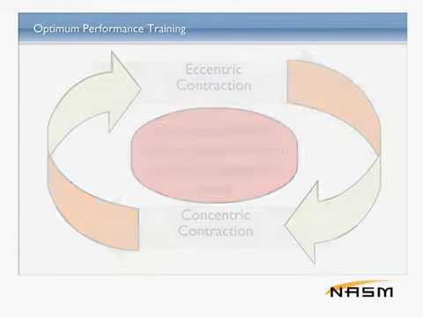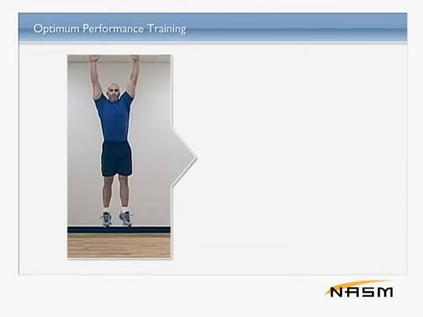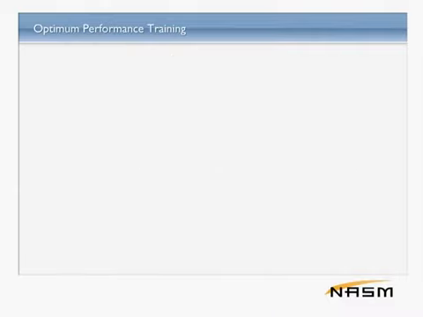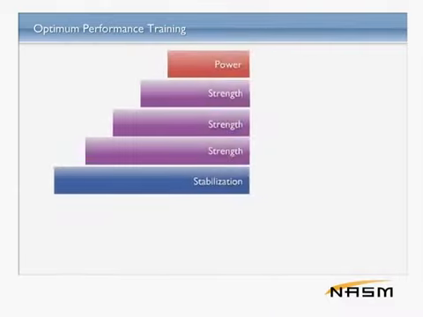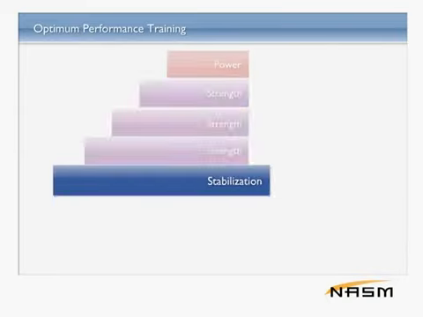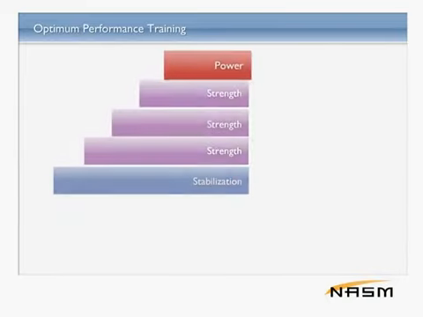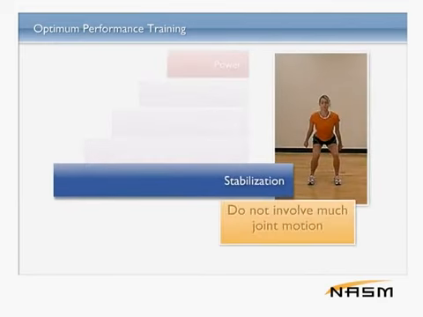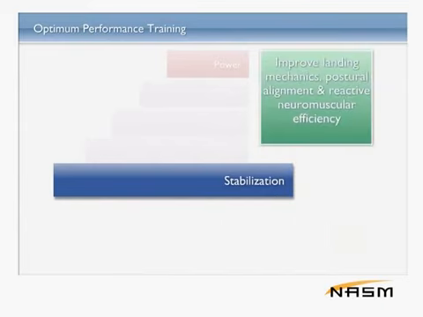It is important to note, however, that reactive training should only be incorporated into an individual's exercise program once they have obtained proper flexibility, core strength, and balance capabilities. A proper reactive training program follows the same systematic progression as the OPT model: stabilization, strength, and power levels of training. Exercises in the stabilization level of reactive training do not involve much joint motion. They improve landing mechanics, postural alignment, and reactive neuromuscular efficiency.